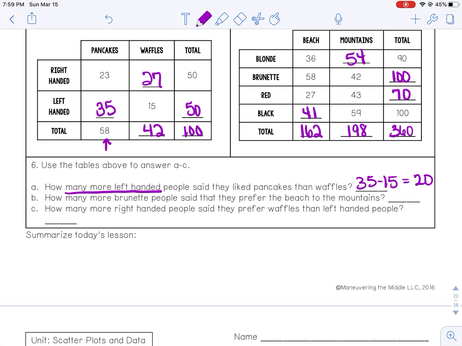of 20. How many more brunette people said that they prefer the beach to the mountains? Well, 58 prefer the beach, 42 prefer the mountains, but how many more? That would be 58 minus 42, and that's going to give you 16. See how many more right-handed people said they prefer waffles than left-handed people. So let's see. Over here I would have 27. I have 27 right-handed people that like waffles. Only 15 left-handed people said they like waffles. So subtract that, and you're going to get 12.